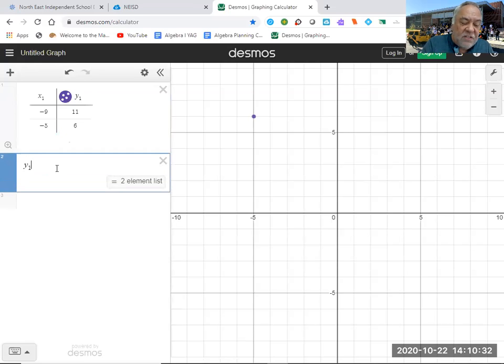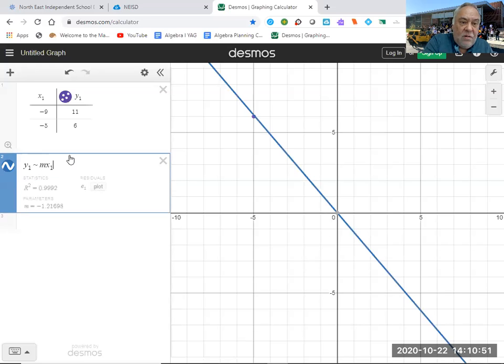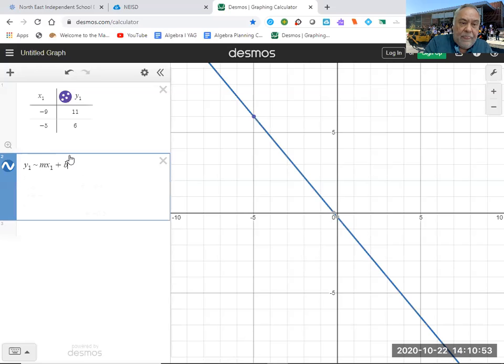Instead of equals, you're going to put the tilde, which is the symbol to the left of the 1. You shift, hit that button, and it looks like this, called a tilde. What it means is approximate. Then m, then x1, and then plus b.